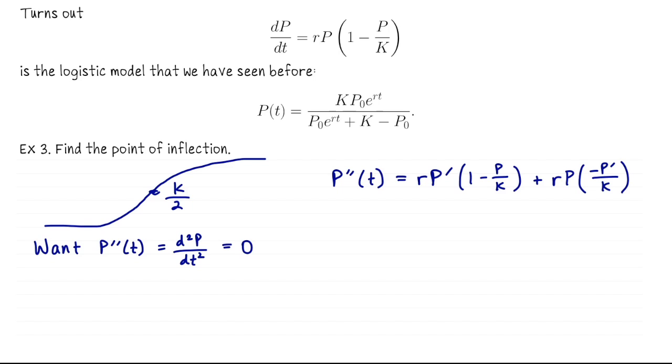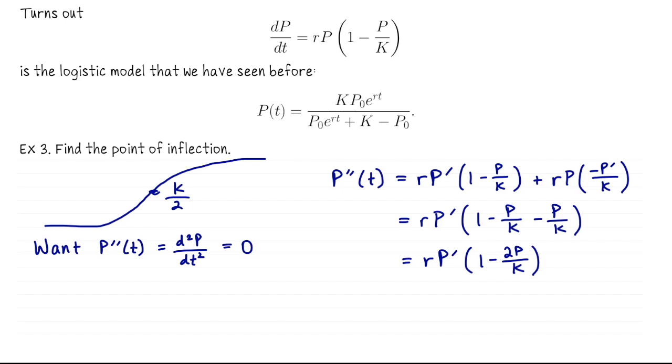You could expand that, but similar to what we did a minute ago, I'm going to pull out a greatest common divisor for both of these. So I can see r p prime in both expressions, so let's pull that out, r p prime. And we're left with 1 minus p over k minus p over k. Okay, so that's r p prime times 1 minus 2p over k.